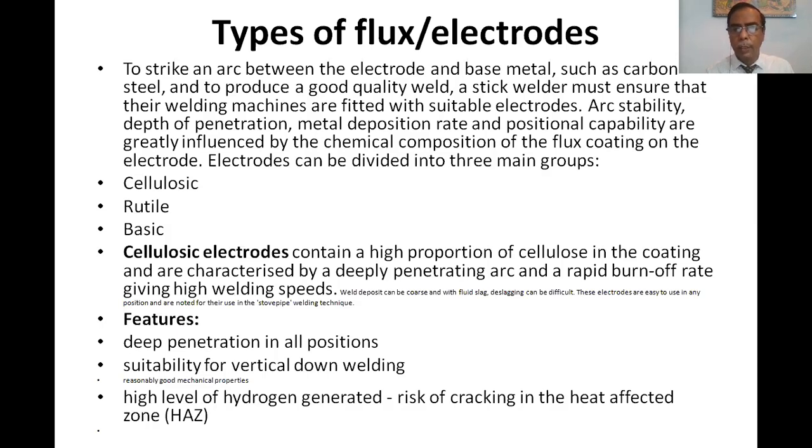Electrodes can be divided into three main groups: cellulosic, rutile, and basic. Cellulosic electrodes contain a high proportion of cellulose in the coating and are characterized by a deeply penetrating arc and a rapid burn-off rate, giving high welding speeds. Features: deep penetration in all positions, suitability for vertical downhand welding, high level of hydrogen generated, risk of cracking in the heat affected zone.